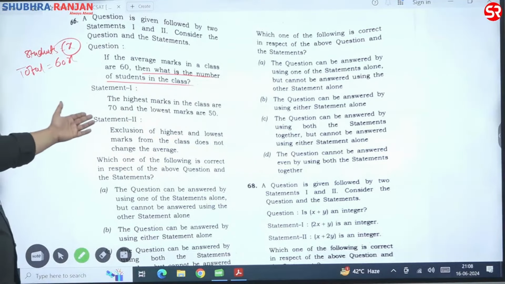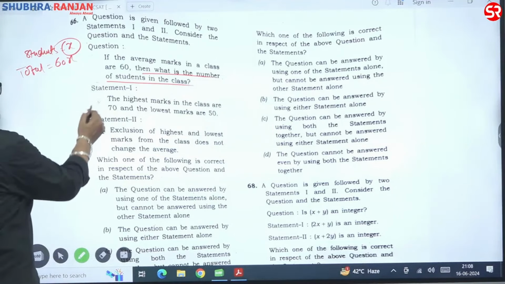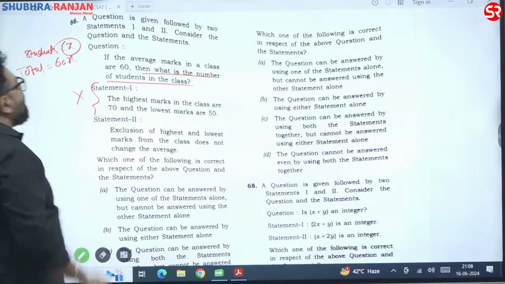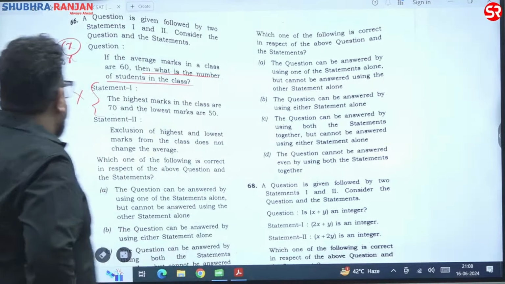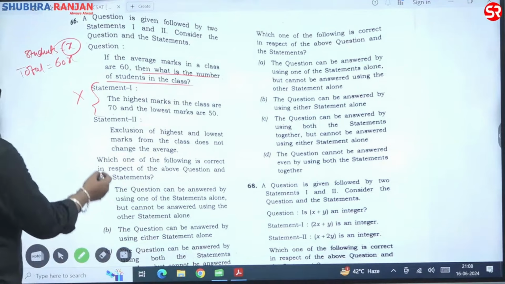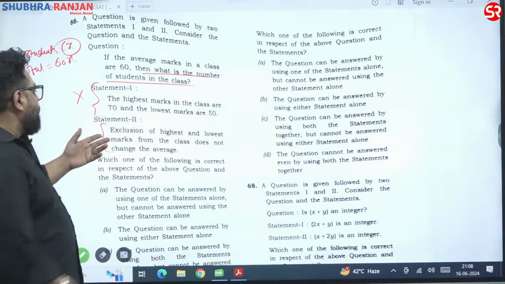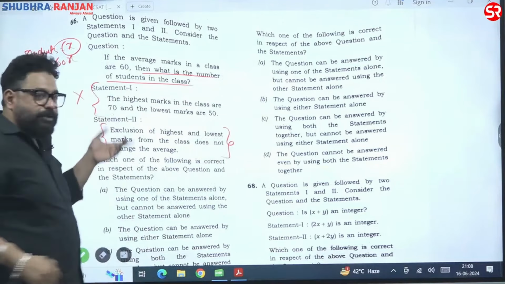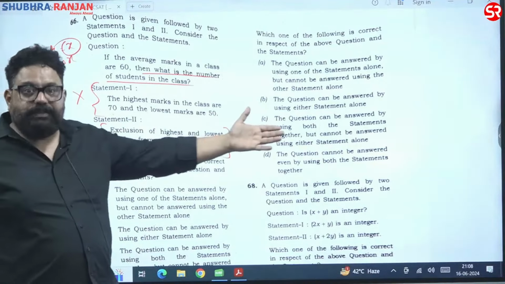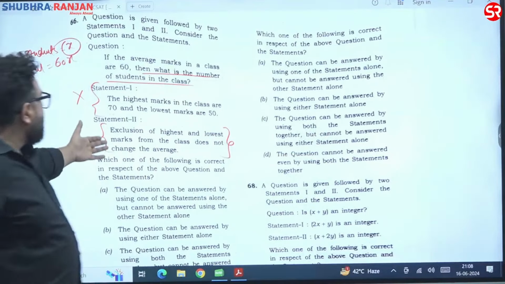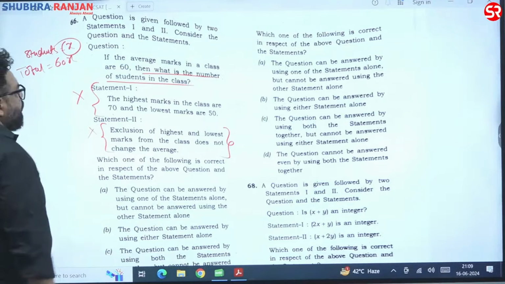The highest and the lowest marks are 70 and 50. With this, we won't be able to get the number of students, right? Secondly, he says exclusion of highest and the lowest marks from the class does not change the average. But when we see the second statement, we forget the first one. So we don't know the highest and the lowest. This is a data sufficiency rule. Once we are seeing the second statement, we don't bother about the first statement. So statement 2 alone is not giving you the answer.